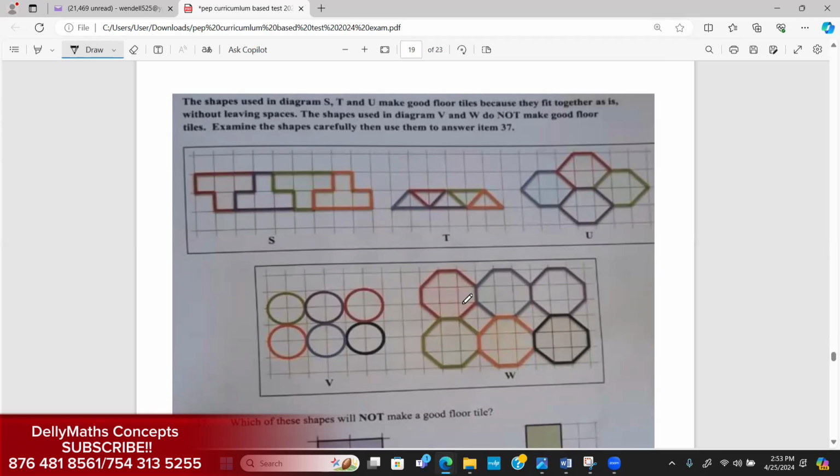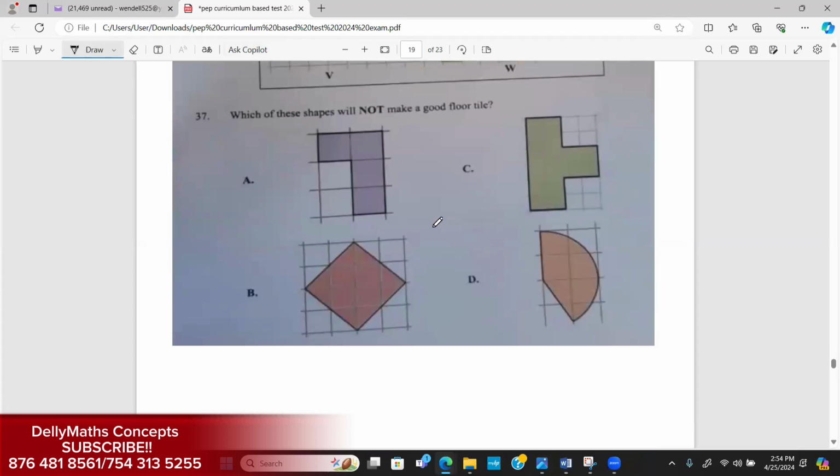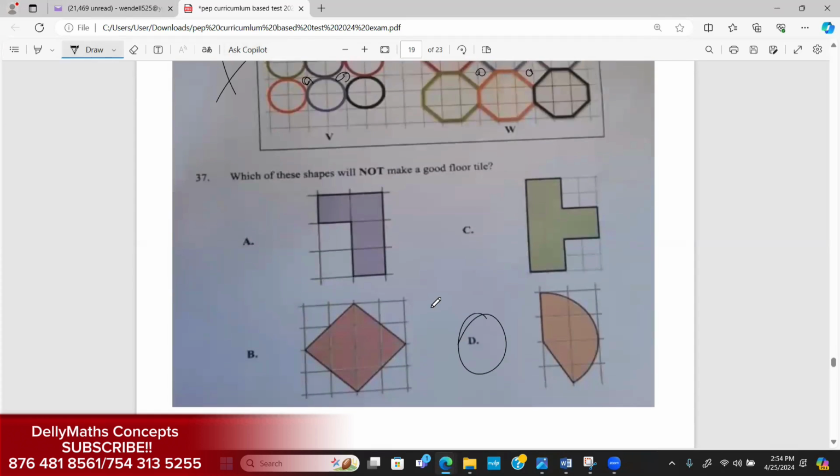All right, let's go again. S, T, and U make good floor tiles. They fit together. The shapes V and W do not. So these up here fit together. These don't, because they leave some little space between them, and we don't want that for tiling. Now it says, which shape will not make a good tile? Everything will be good except this circle here. This will not work. So D is the answer.